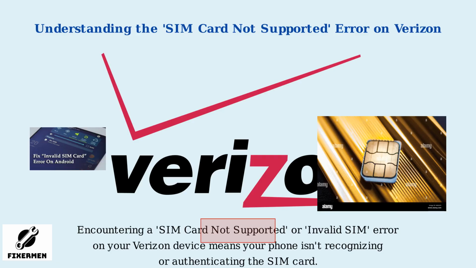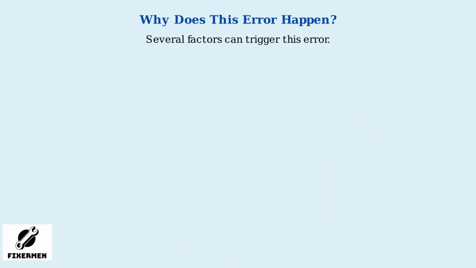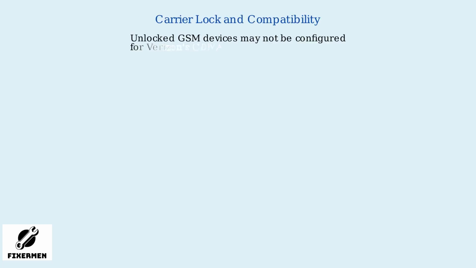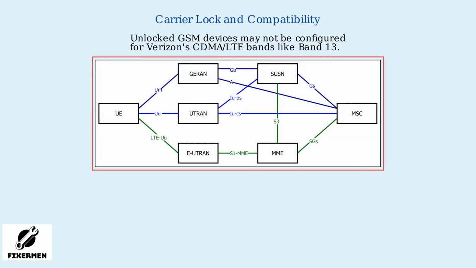Keep in mind that as of early 2026, this is becoming less common because of eSIM. Several factors can trigger the SIM card not supported error on Verizon. Let's explore the main causes. One common cause is carrier lock and compatibility issues. Unlocked GSM devices often aren't configured for Verizon's specific CDMA or LTE bands, such as band 13. This mismatch prevents the device from recognizing the SIM.